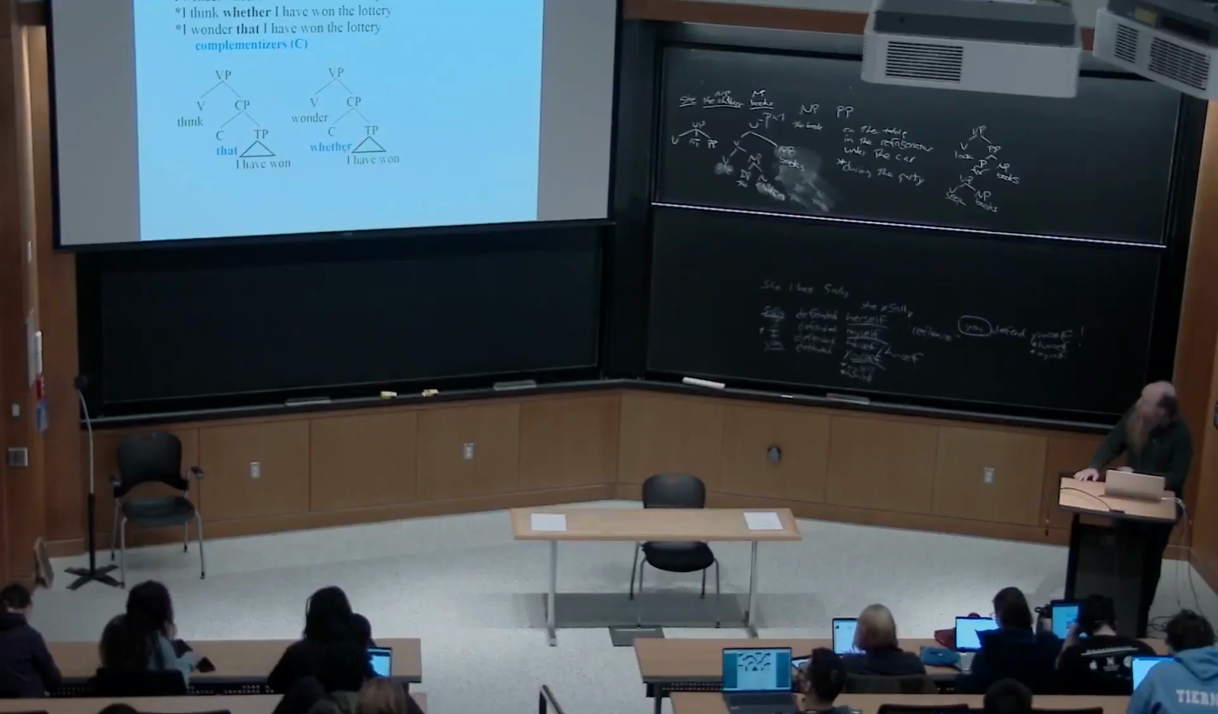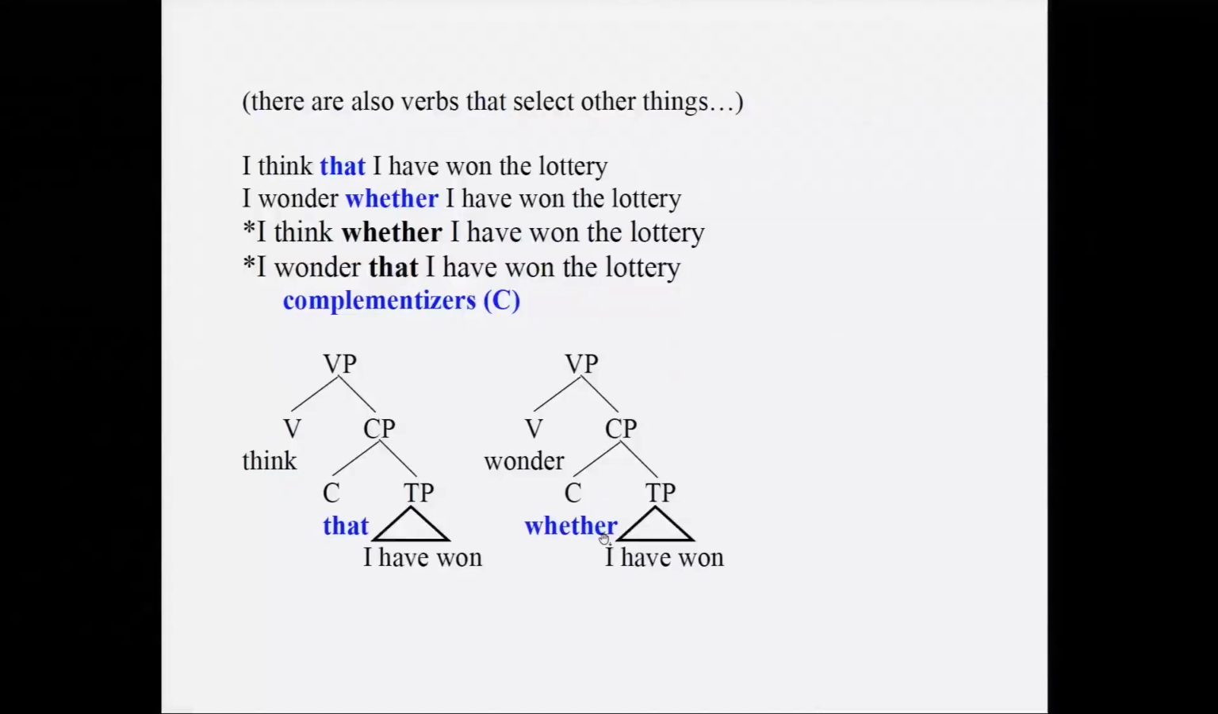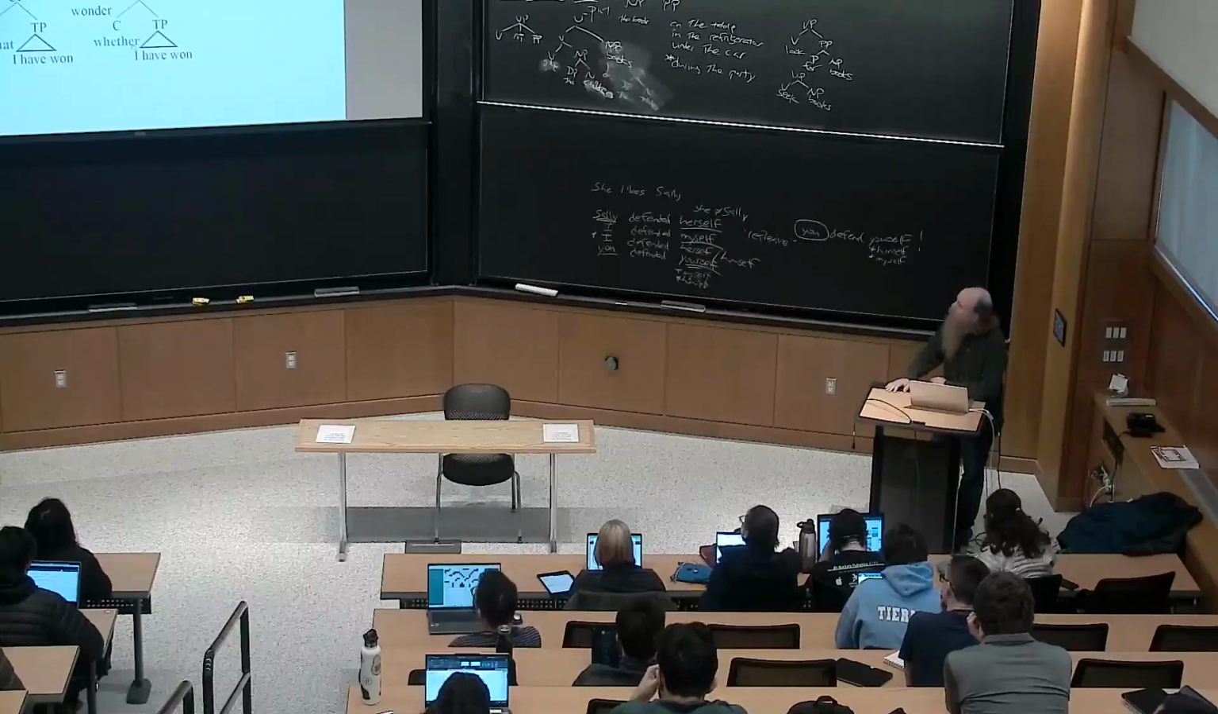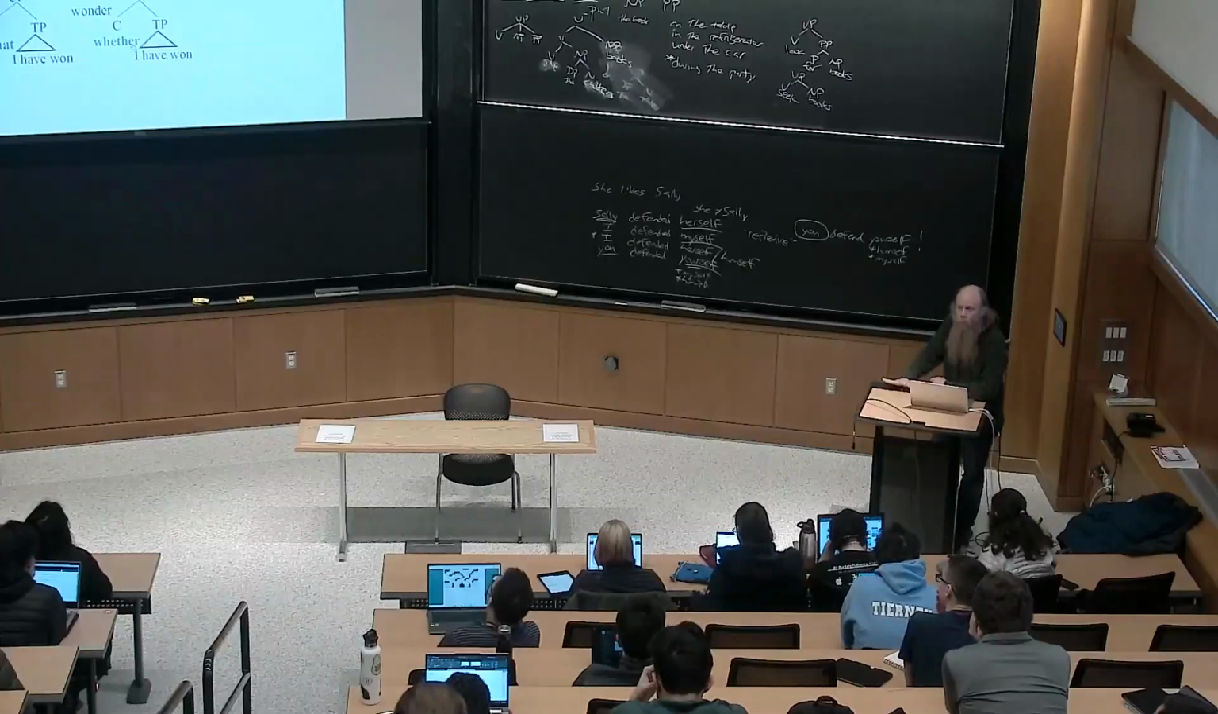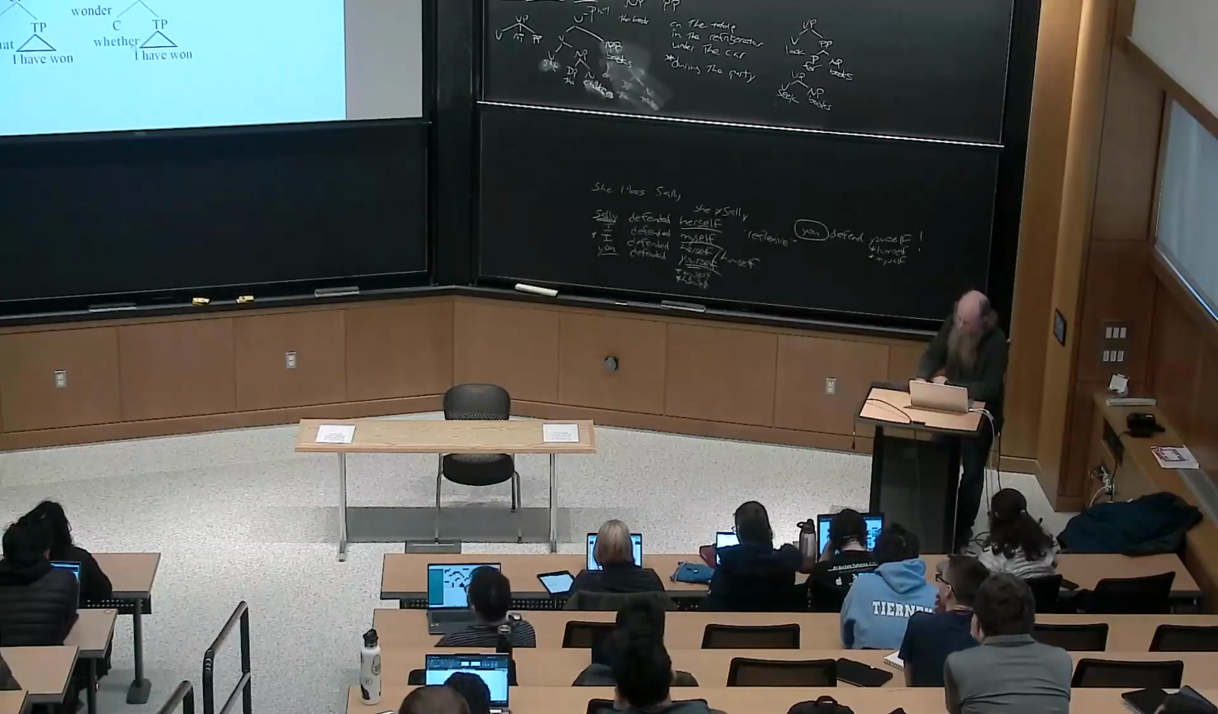So the abbreviation for complementizer is C, and the phrase that is the sister of verbs like think and wonder is a complementizer phrase, a CP. It's a phrase that's headed by that or whether, these complementizers. Okay? So I'll review. Hopefully it sounds at least vaguely familiar.